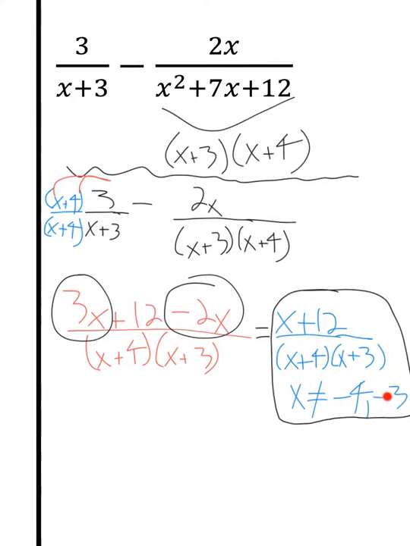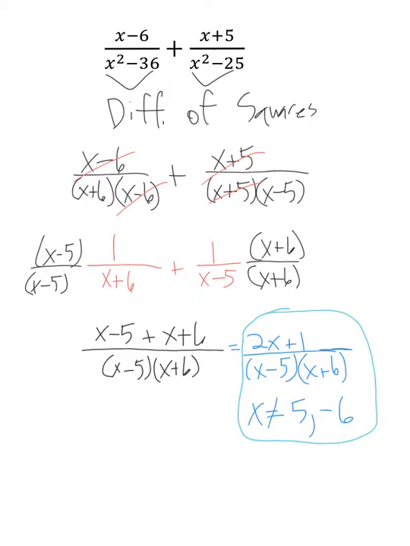X can equal negative 4 and negative 3 from these two terms on the bottom there, and that's it for that one. So for this one, you have two difference of squares patterns.